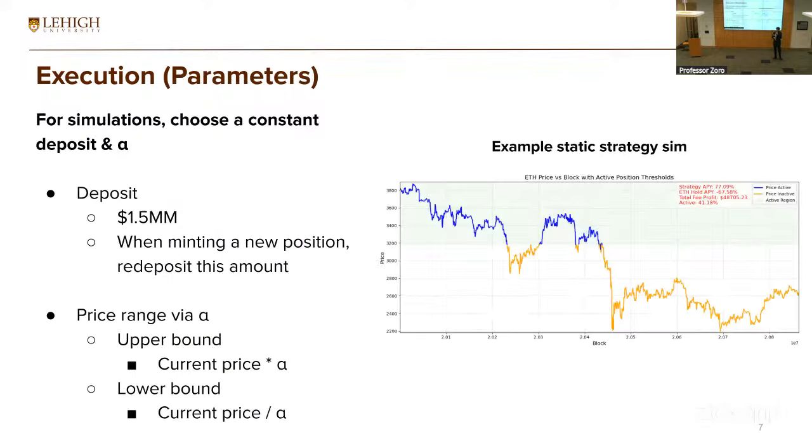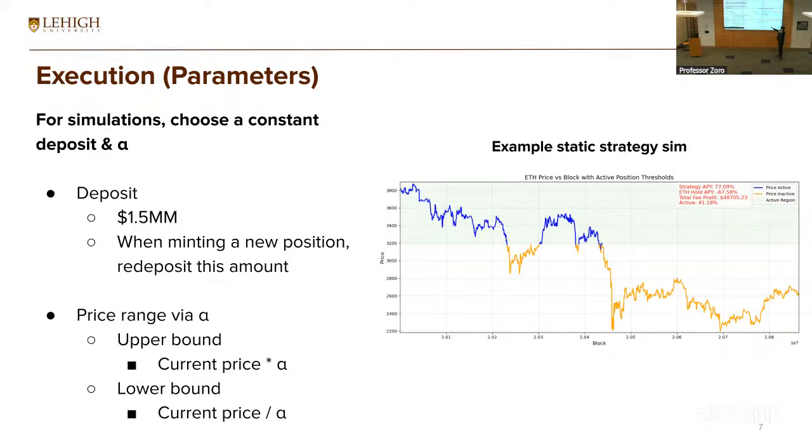So in terms of actual execution for the simulation, from this point forward, we're going to assume a constant deposit and a constant alpha. Alpha is how we derive our price range. So if I have a 1.3 alpha, I'm depositing my liquidity 30% above and 30% below the current price. And when I say a constant deposit, if I am depositing multiple times over our simulation window, say I deposit $1.5 million, and at the end of the first deposit, it's now worth $1.3 million, I'll deposit another $200,000 to get back up to that initial $1.5 million deposit.